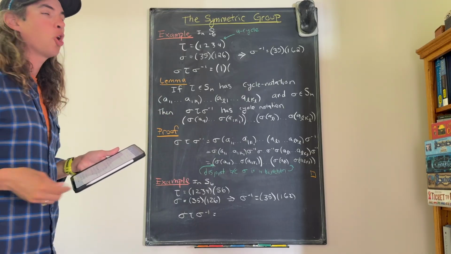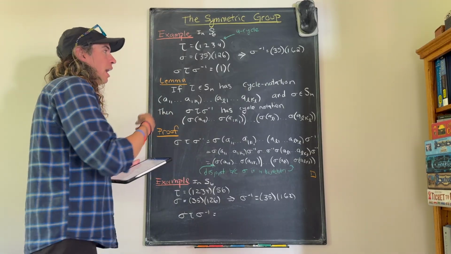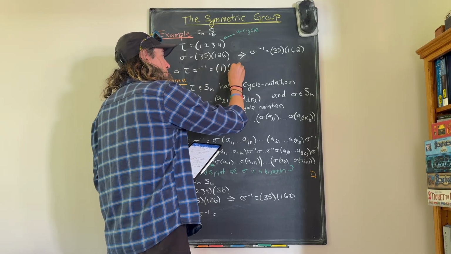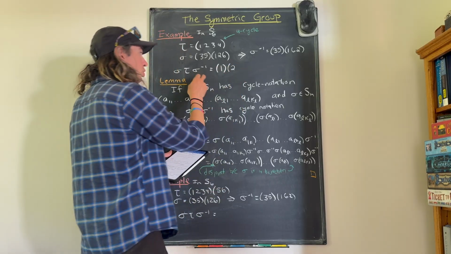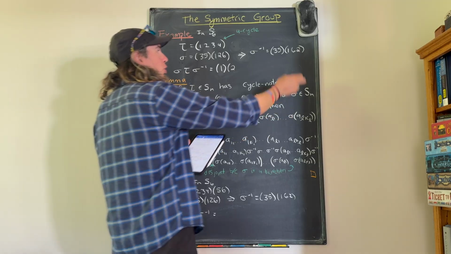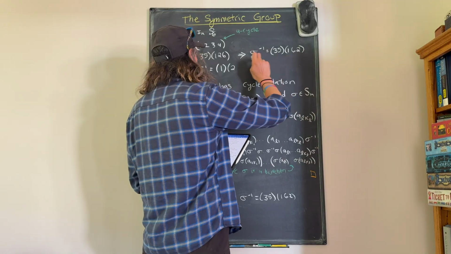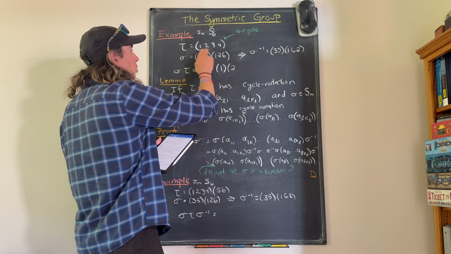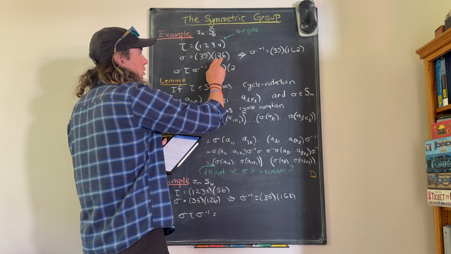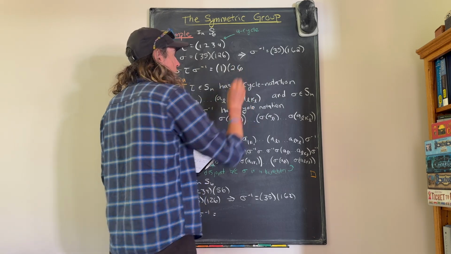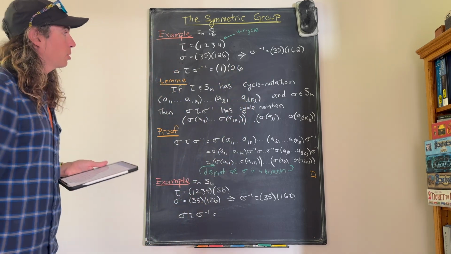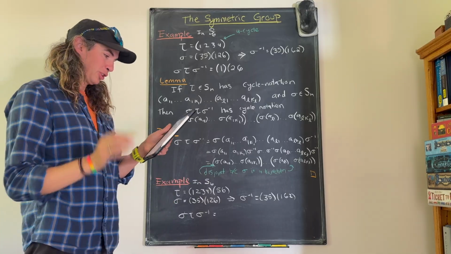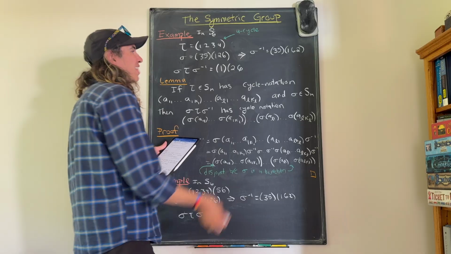All right, now we open another parentheses and start with the next smallest number that's not on this list, which is just 2. Okay, and let's see what happens to 2 under sigma inverse tau sigma. So sigma inverse sends 2 to 1, and then tau sends 1 to 2, and then sigma sends 2 to 6. So altogether, sigma inverse tau sigma sends 2 to 6. Let me make sure that's right. Yes, great.